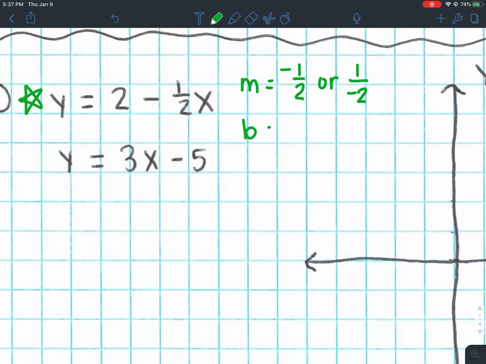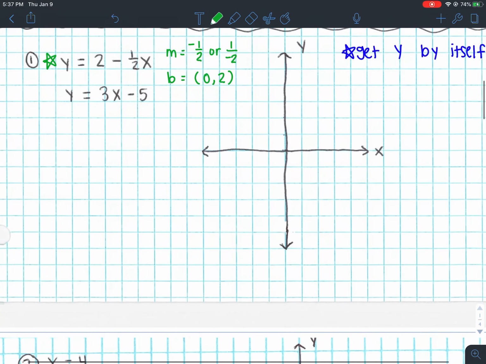And then we want the y-intercept. Well, our y-intercept here is our b value, which is positive 2. So our y-intercept is (0, 2). Okay, so it is a y-intercept. That's where we're going to start. It's also known as our starting value. We want to plot it on the y-axis at positive 2.